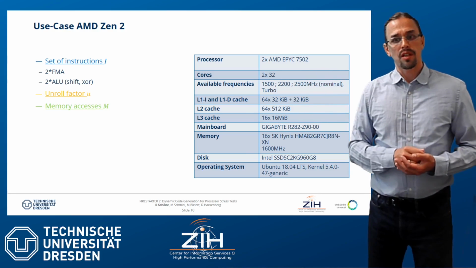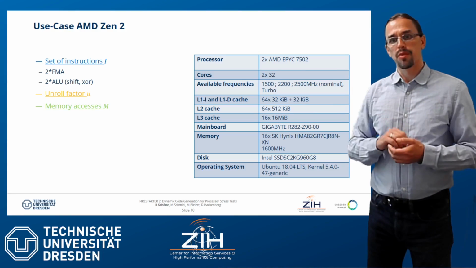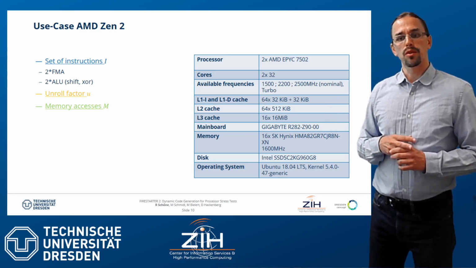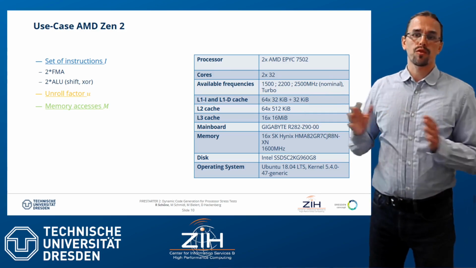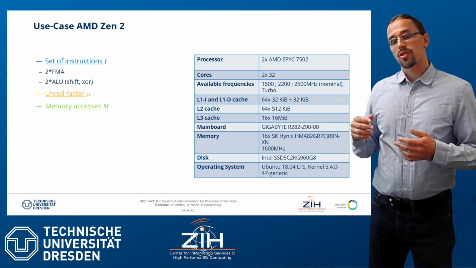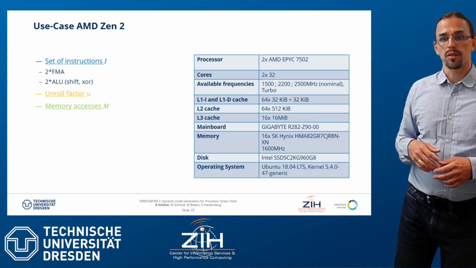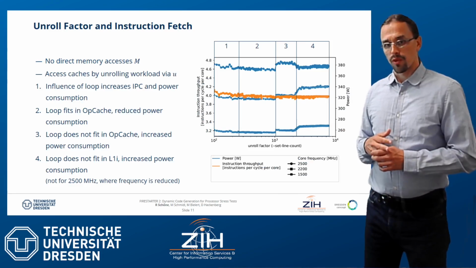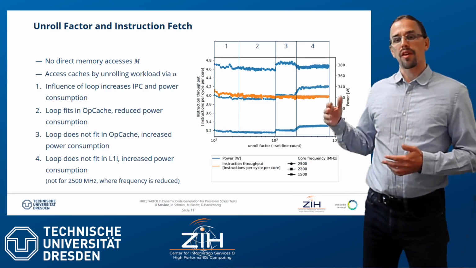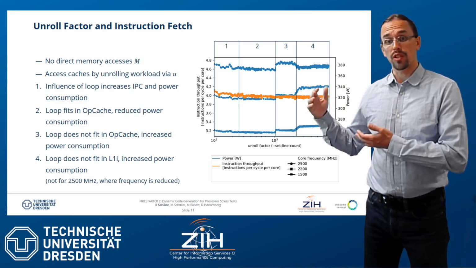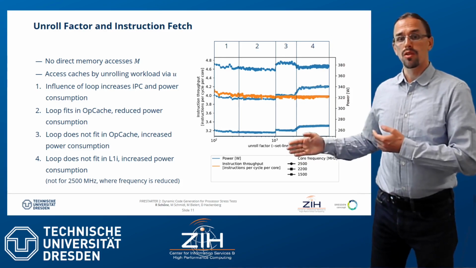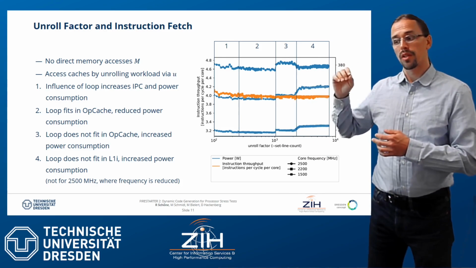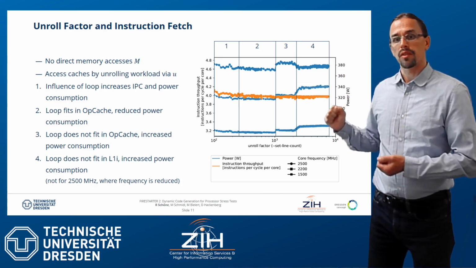As instructions, we use 2 FMA instructions with 256-bit width, so AVX, 256-bit FMA instructions, and 2 ALU instructions with a shift, left, right, all the time, and an XOR just to toggle the bits in the ALU and increase power consumption even more. So first let's look at the unroll factor. What we do here is that we don't have memory references, we only have references to registers, and then we change the loop size. So we change the size of instructions within the inner loop that will execute the workload, and that will then increase the power consumption.